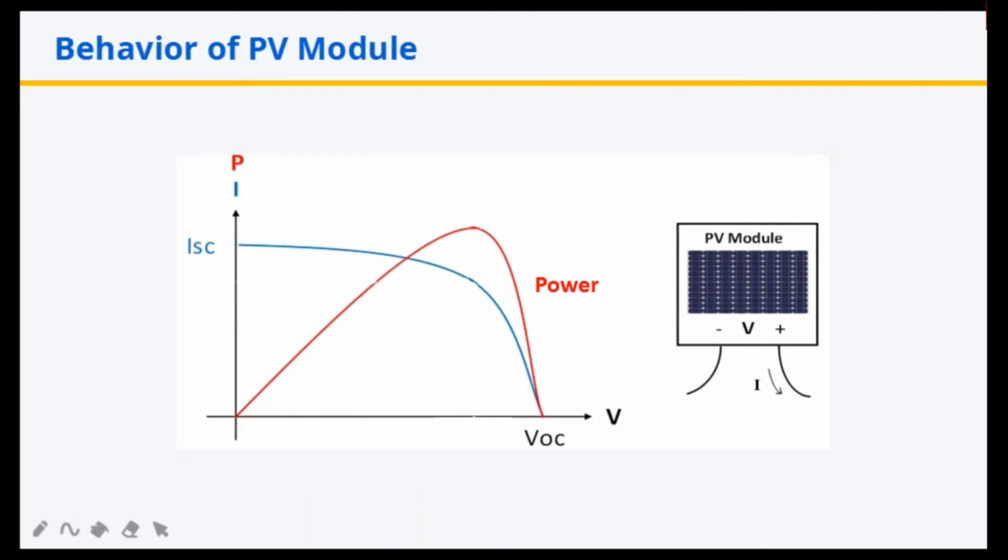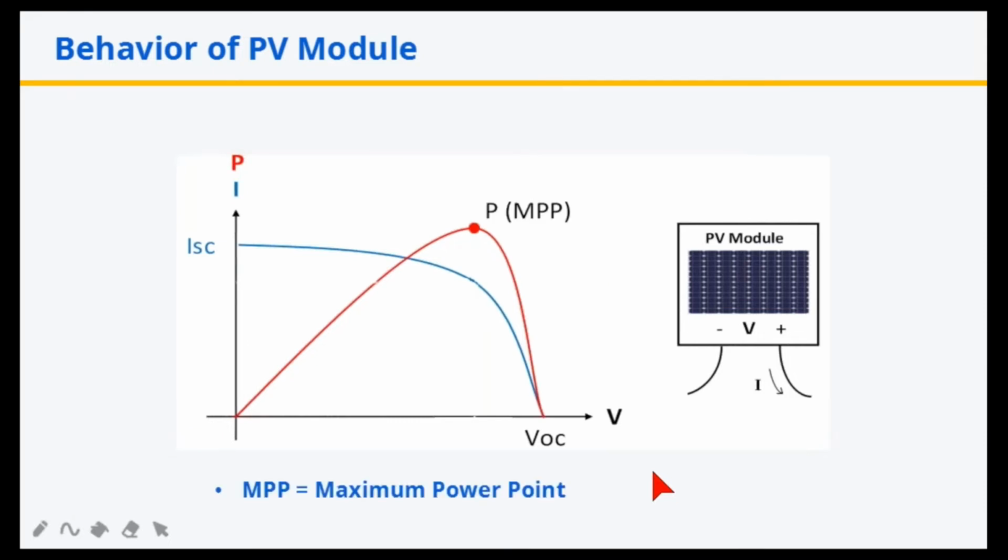If we plot a graph of power, it will be somewhat like this. It starts with 0 and then it goes on increasing up to a certain point and then it reduces back to 0. Obviously, at some point in between, the power is maximum. This point P is known as the maximum power point or MPP.